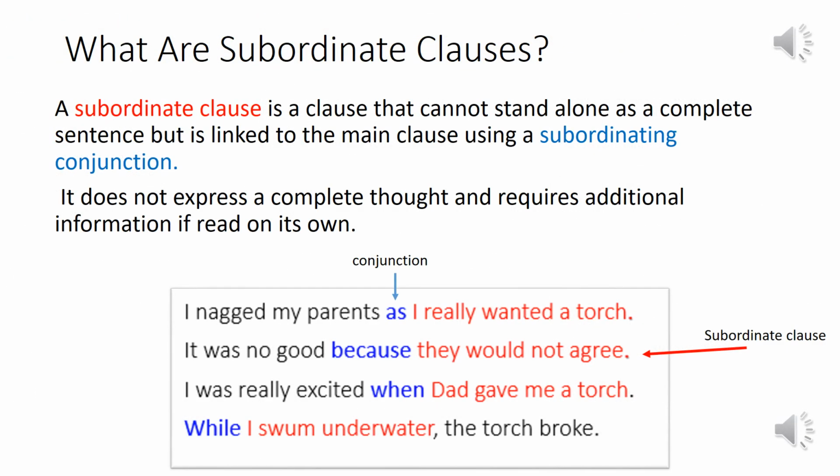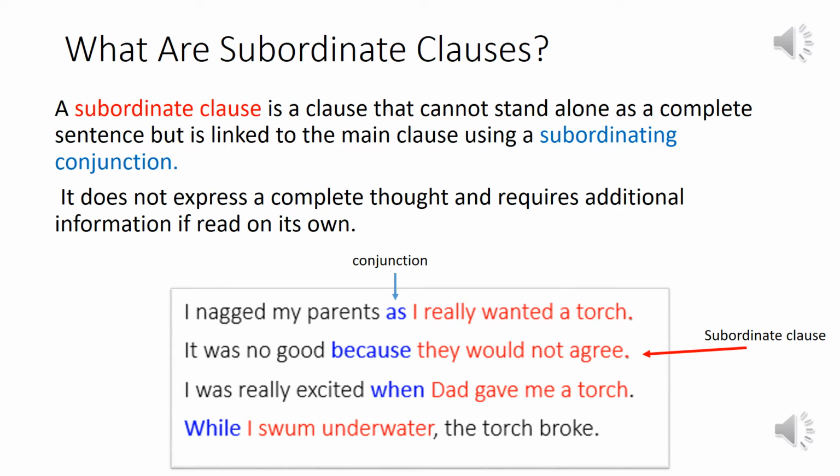You would have learnt last week about conjunctions and how they are used to join two clauses together. Now, this new term I'm going to introduce you to is subordinate clauses. What are subordinate clauses? A subordinate clause is a clause that cannot stand alone as a complete sentence, but is linked to the main clause using a subordinating conjunction.